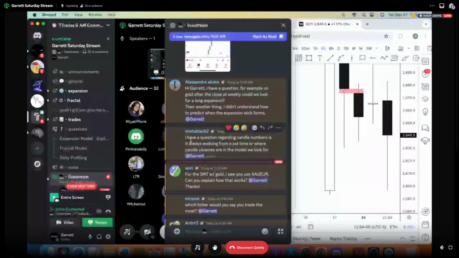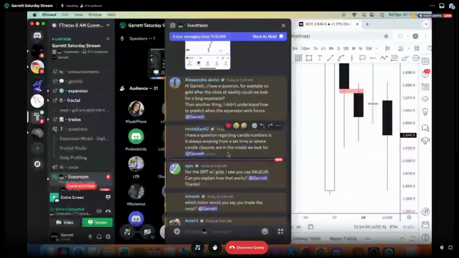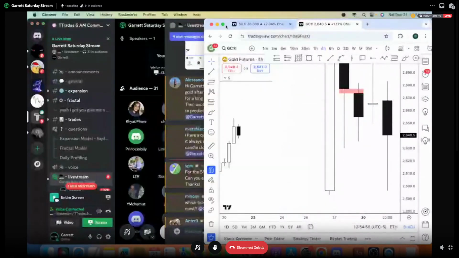I have a question regarding candle numbers. Is it always revolving from a set time, or where closes are in the model? Um, so yeah, I think I know what you're asking.